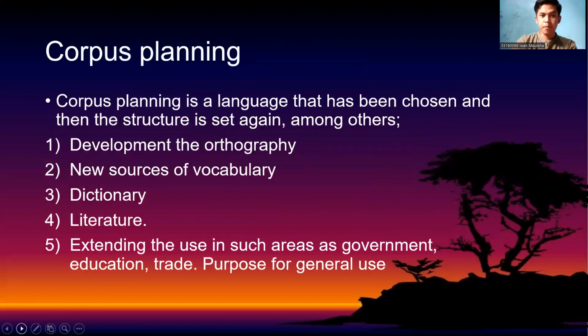Next, corpus planning. Corpus planning is when a language has been chosen and then its structure is developed further. Development: 1. The orthography. 2. New vocabulary. 3. Dictionary. 4. Literature. 5. Extending the language into areas such as government and education, for general purposes.